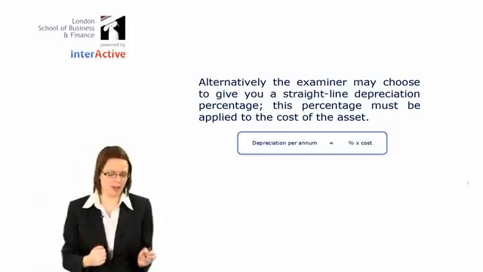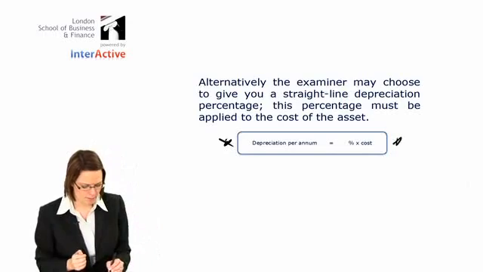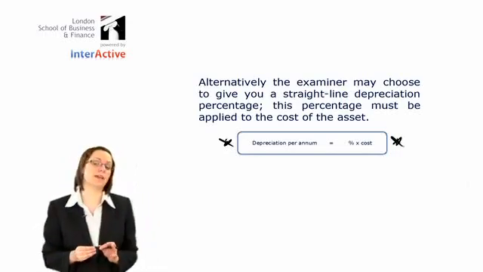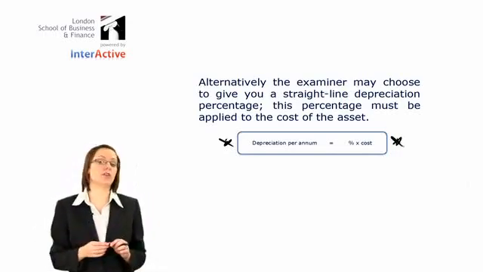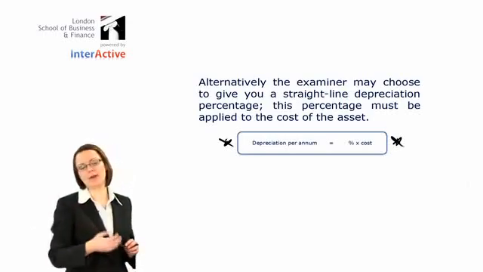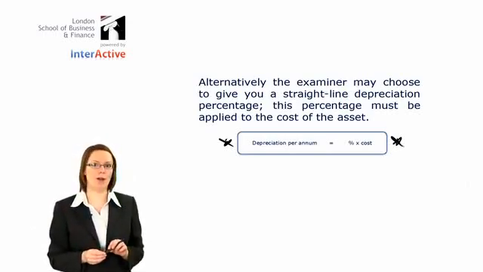So, you've got to learn the first method, and remember that straight line can also be expressed as a percentage of the original cost of the asset, and that would give you the depreciation charge per annum.